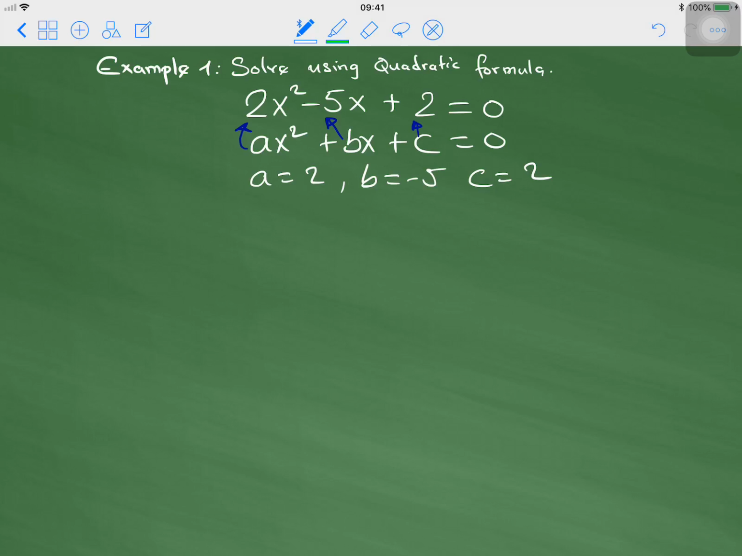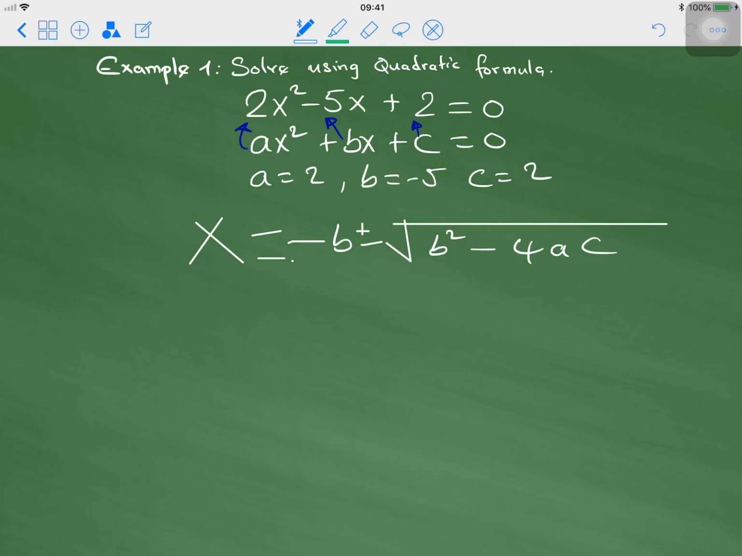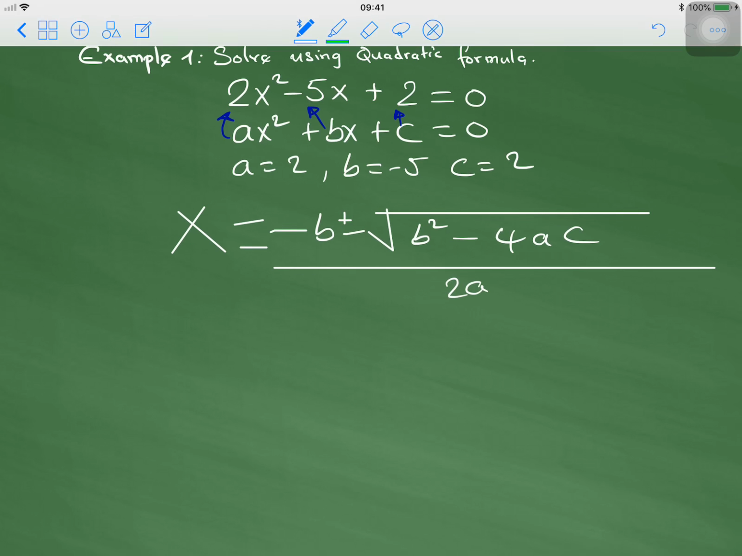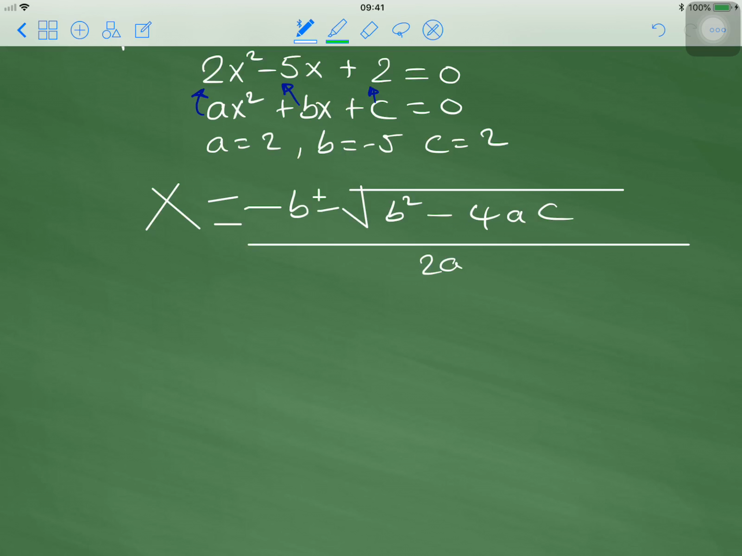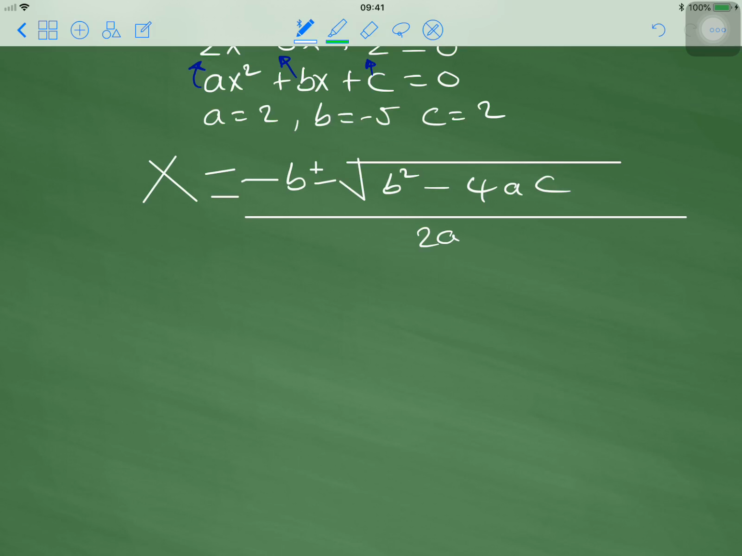The next step is to write the formula, the quadratic formula. The quadratic formula is given by x is equal to minus b plus and minus the square root of b squared minus 4ac, divided by 2a.